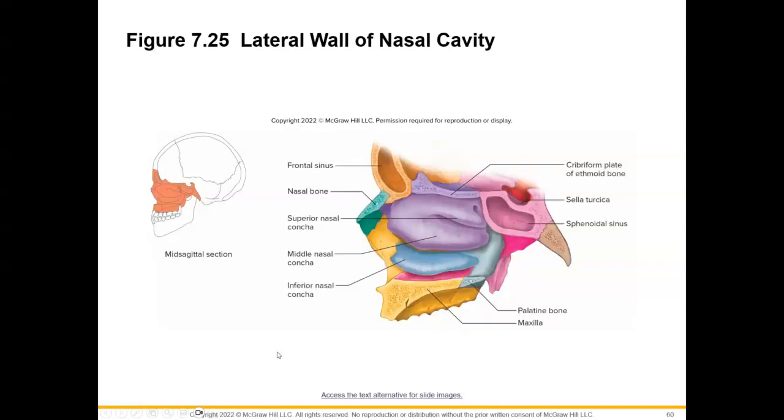This shows the internal structure, the lateral wall of the nasal cavity. It's just kind of important to point out because you can see how it does form the nasal cavity and some of the sinuses. And you have a lot of mucous membranes that line these areas that are important.